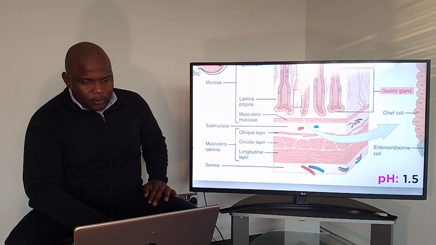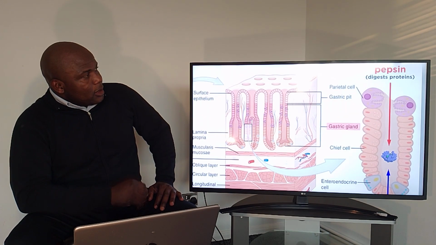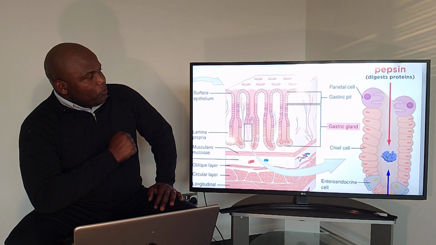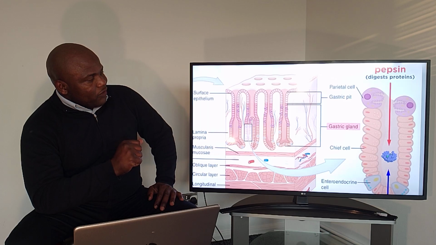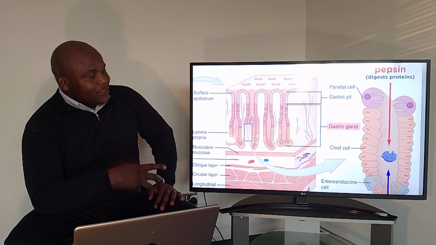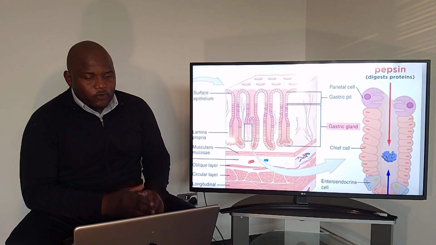And also the gastric pits help with digestion of proteins. You can see within that pit the pH is between 1.5 and 3.5 levels of acidity, and the glands exude the juices that help in the breakdown of food.